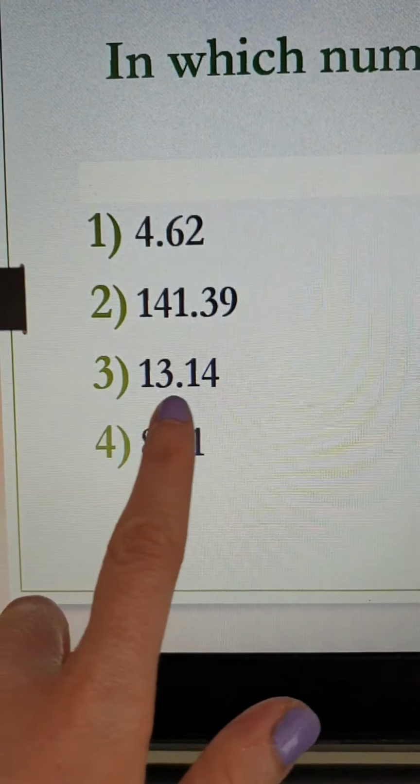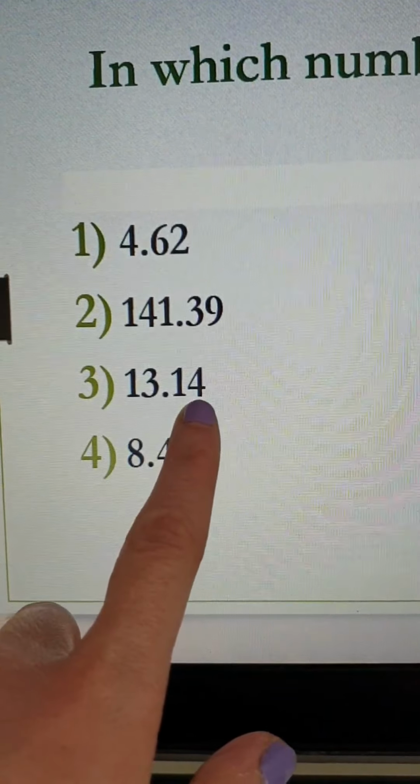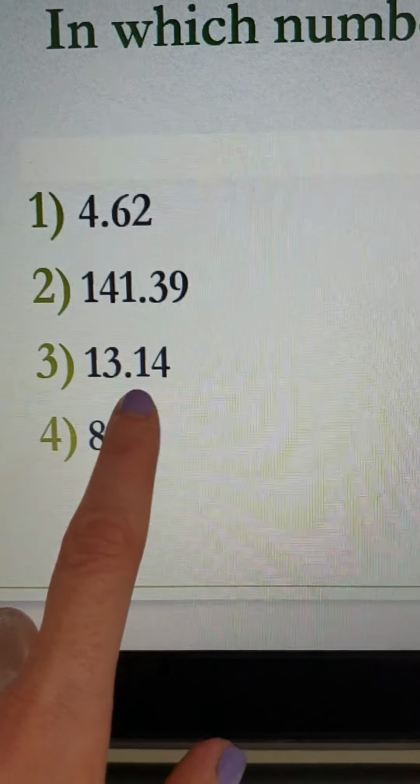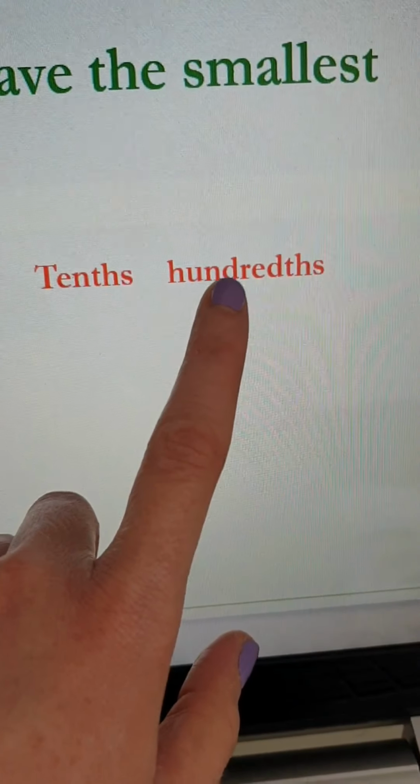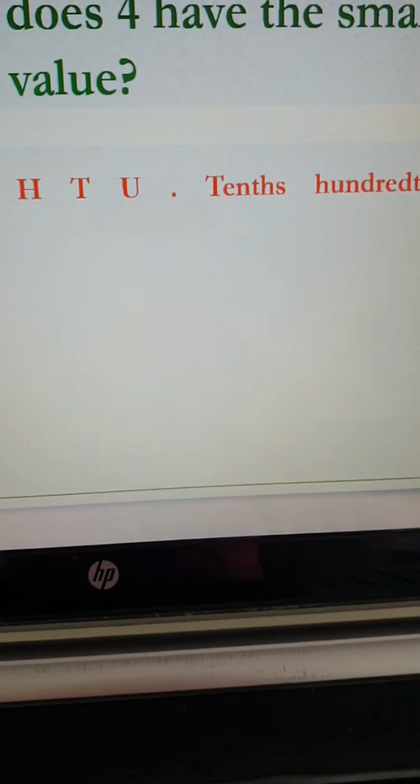Okay, so if you were to look at the 4 that has the smallest value, we would be looking for number 3, which is 13.14, because the 4 is 2 digits after the decimal point, 1, 2, which is from the hundredths column.